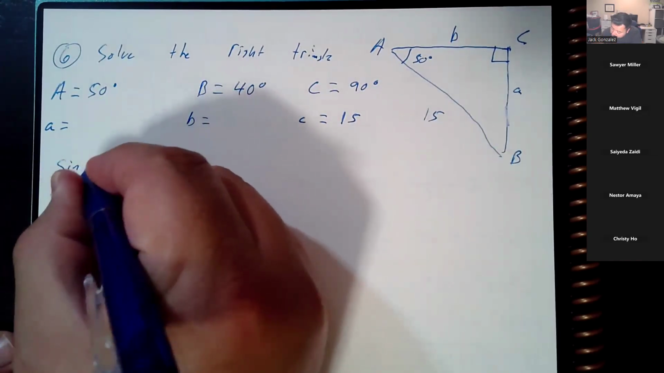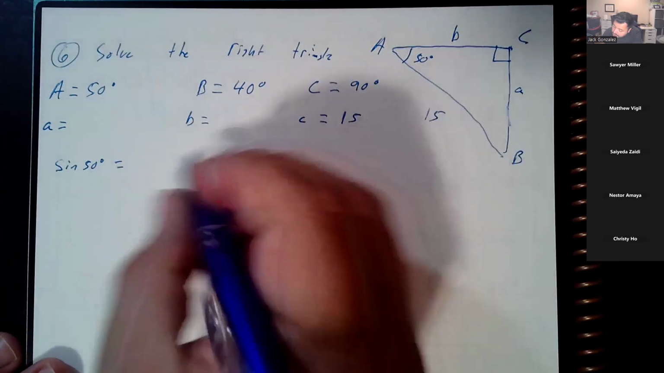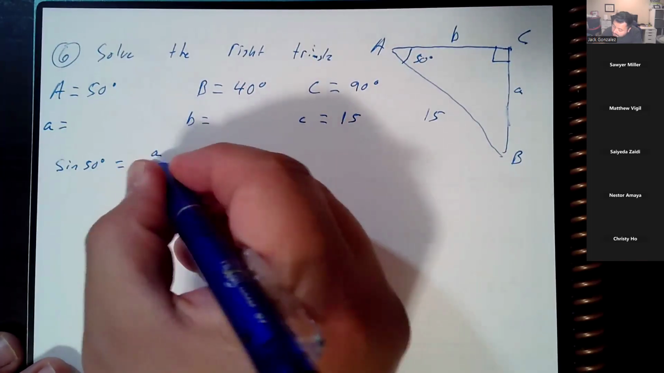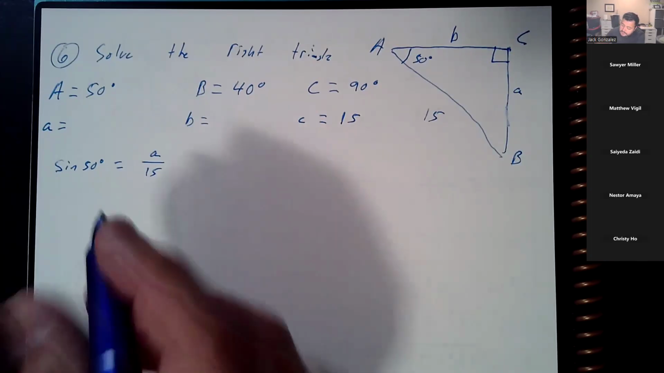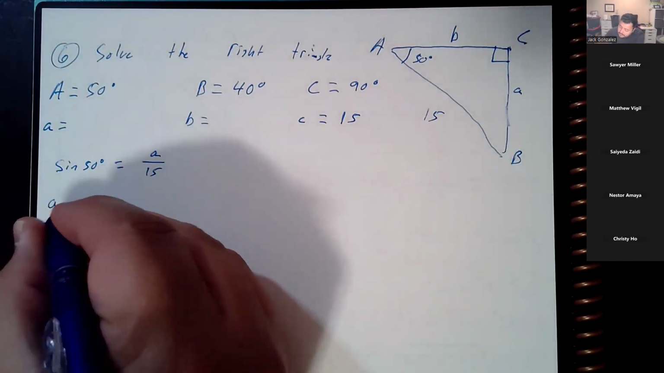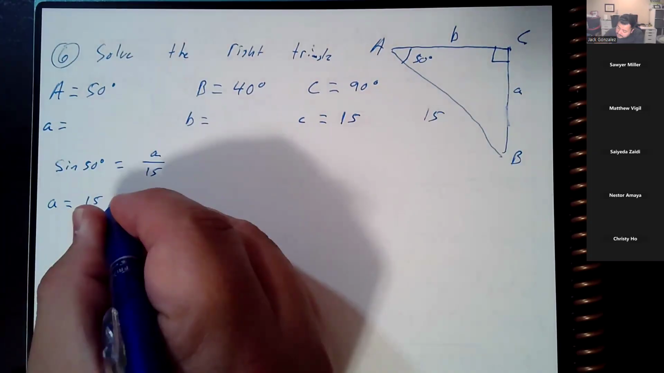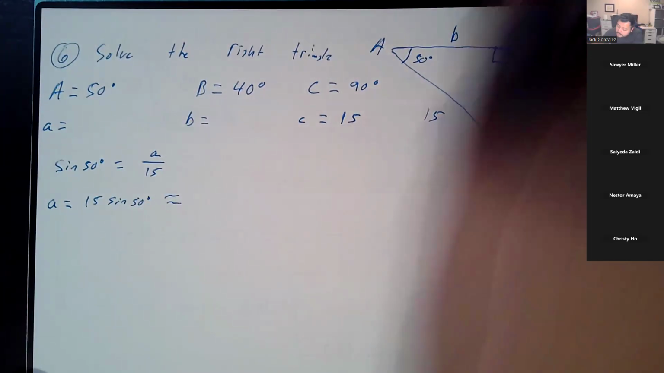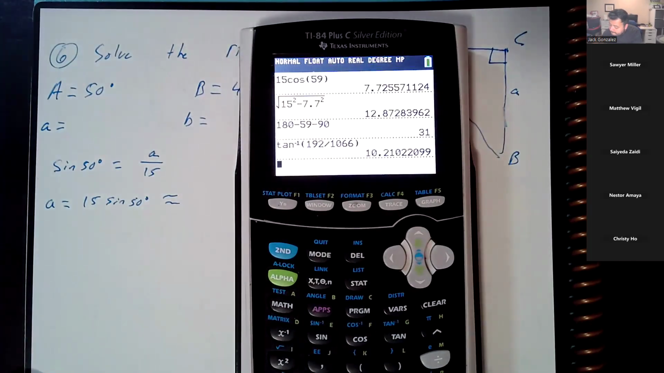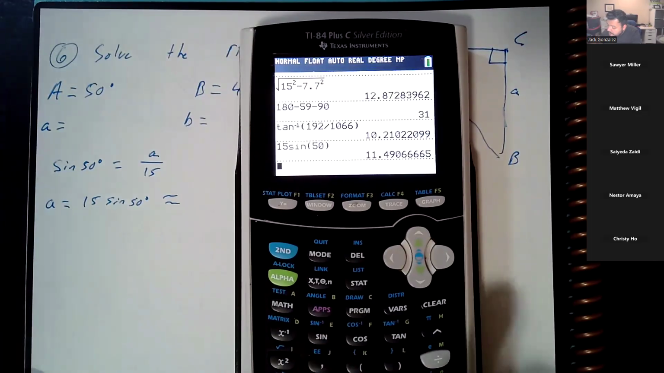So sine of 50 degrees is equal to a over 15. So solve for a. a is equal to 15 sine 50, which is approximately 11.5.